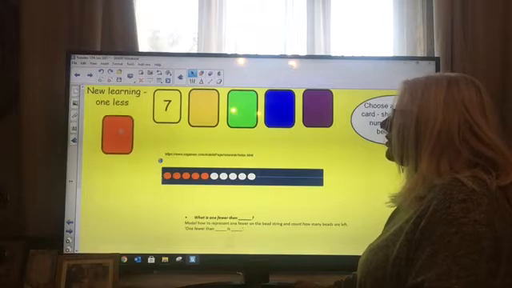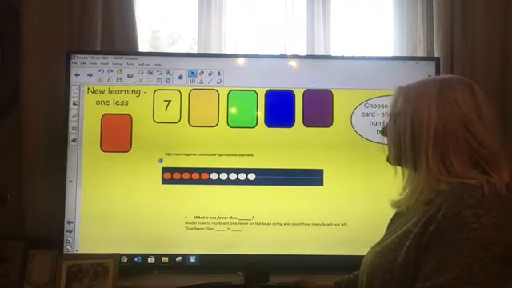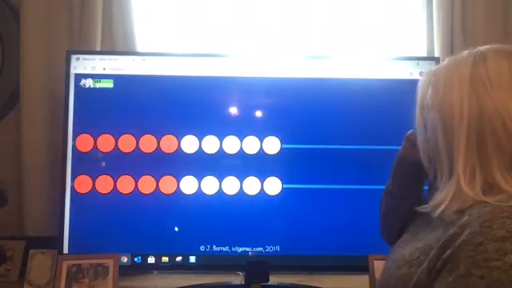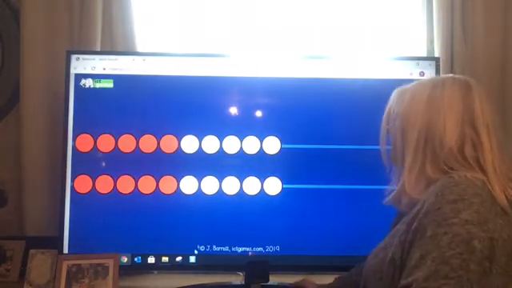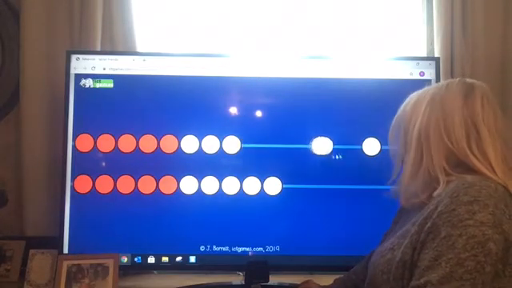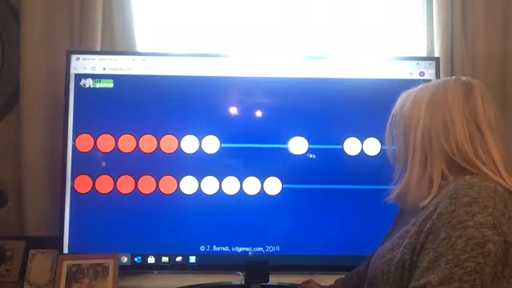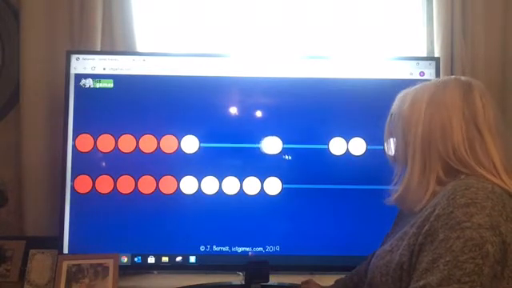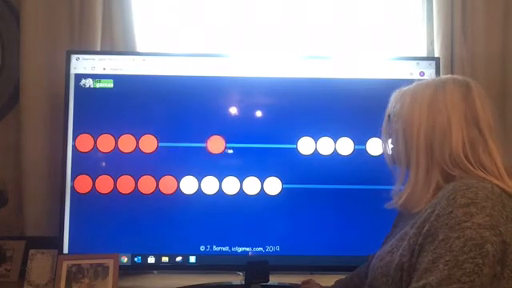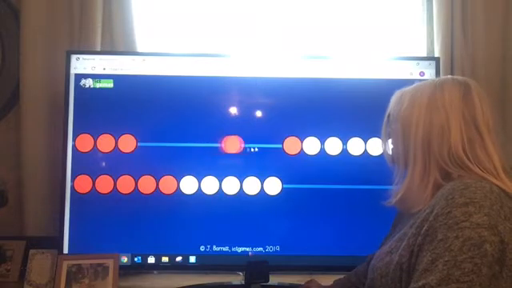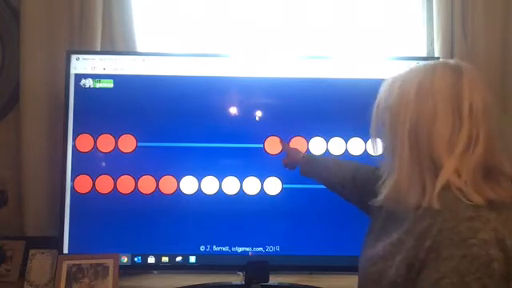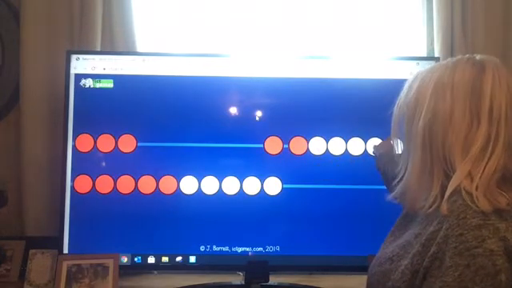Underneath our red one, we've got the number 7. So I'm going to see if I can show the number 7 on my bead string. Right, here we go. You're going to help me count. 1, 2, 3, 4, 5, 6, 7. There we go. We've got 7. Are we happy with that? 1, 2, 3, 4, 5, 6, 7.